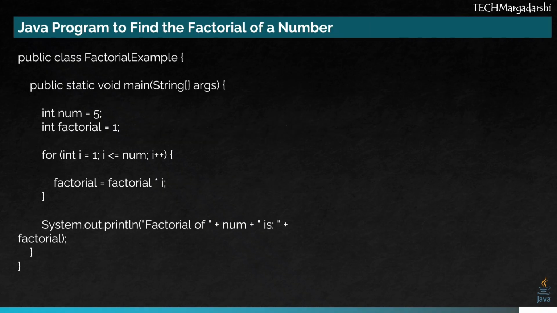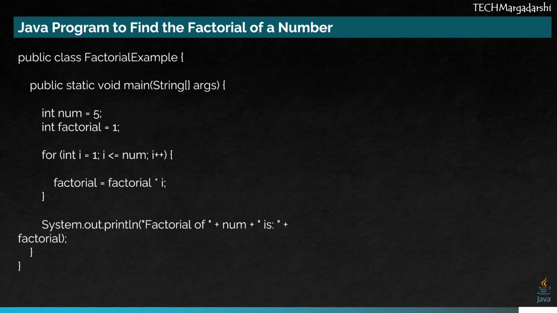Let's understand how to find the factorial of a number in Java. First, we declare an integer variable called num and assign it the value 5. We also initialize another variable called factorial with the value 1 because factorial calculation starts with multiplication. Next, we use a for loop that runs from 1 up to the given number. In each iteration, we multiply the current value of factorial by the loop variable i. For the number 5, the calculation becomes 1 times 2 times 3 times 4 times 5, which results in 120.